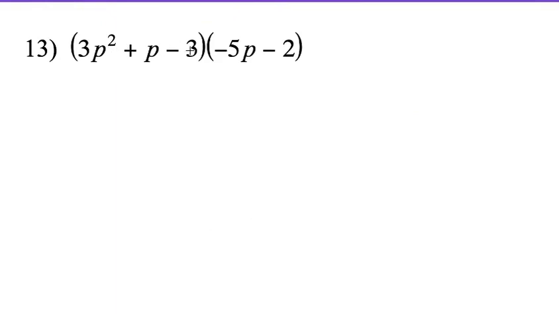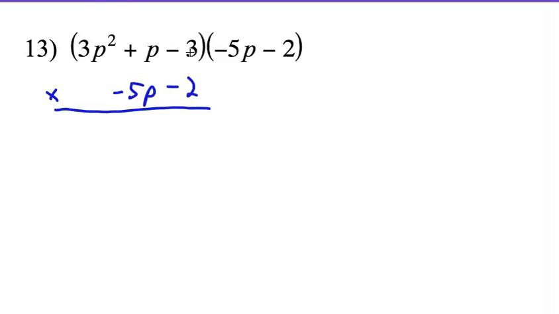Now here we have a trinomial being multiplied by a binomial. We could think of it just like we were before with the distributive property, but perhaps a better way to organize our work is to put this binomial underneath the trinomial and multiply that way. So I'll put negative 5p minus 2 underneath the original trinomial, and we are multiplying. Now I'm going to take this negative 2 and multiply it by each of the three terms in the trinomial.